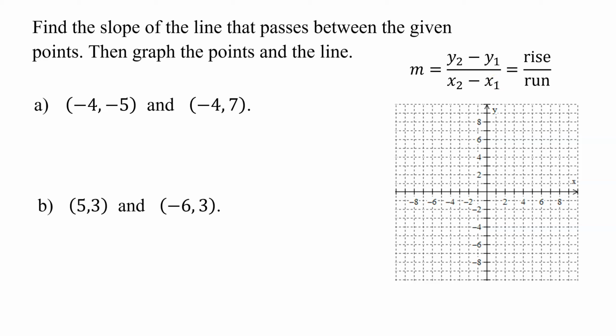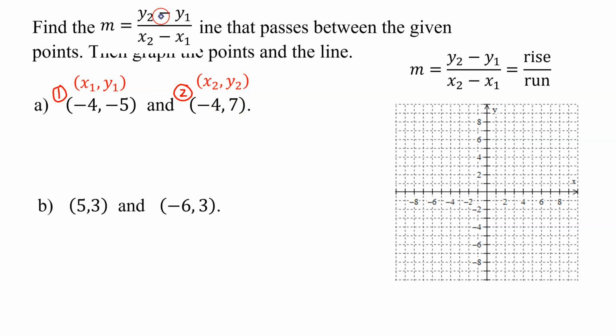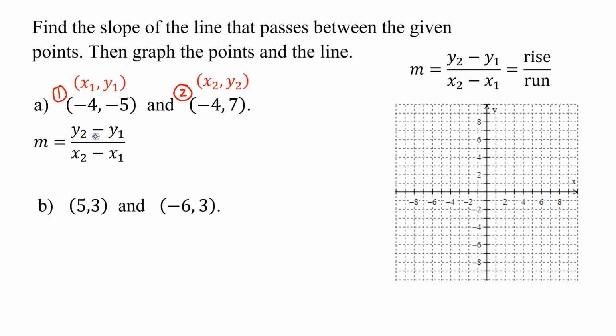Since I have 2 points, it doesn't matter which one I call point 1 and point 2. I'm going to call the first point point 1 and the second one point 2. This means the coordinates of point 1 are going to be called x1 and y1, and the coordinates of point 2 are going to be called x2 and y2. So let's bring in our formula.